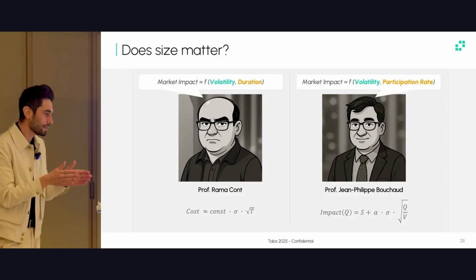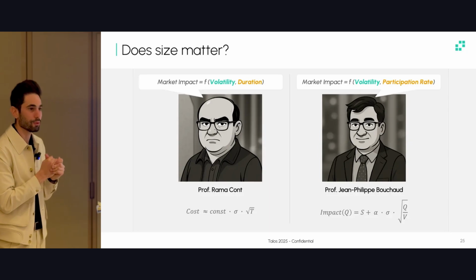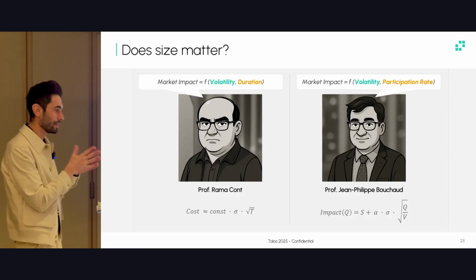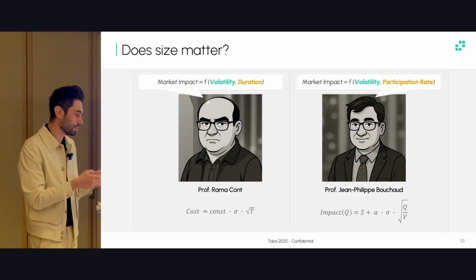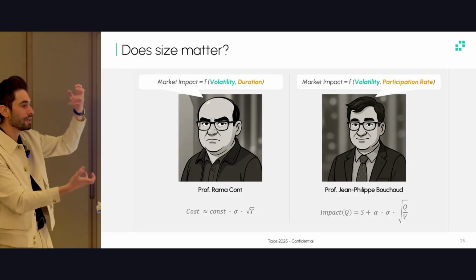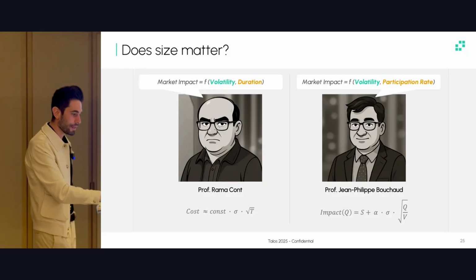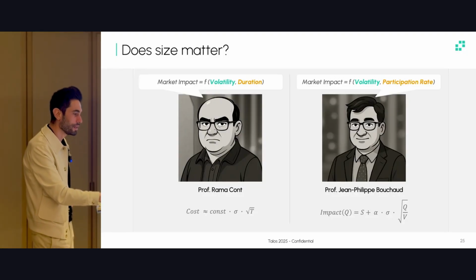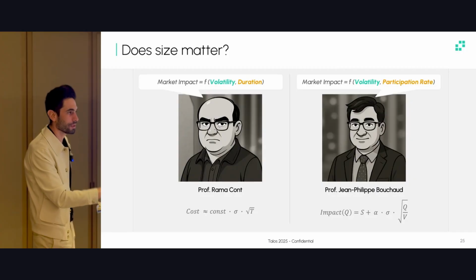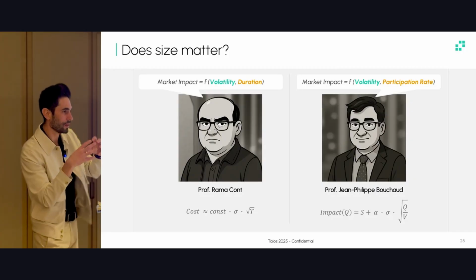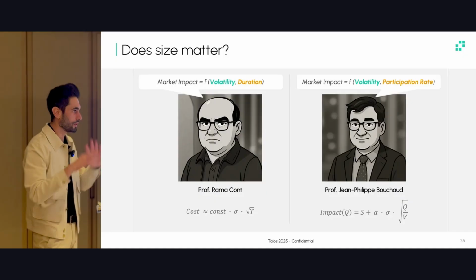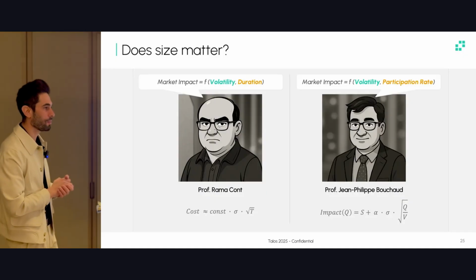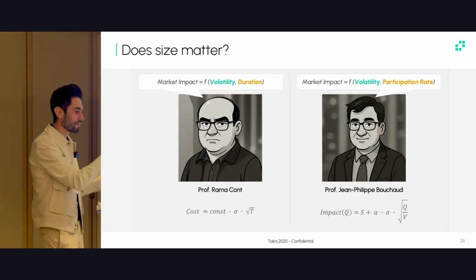On the right-hand side, Professor Bouchaud is taking into account both volatility and participation rate. Of course, participation rate is nothing but the quantity you're going to trade divided by the expectation of volume. And you can see on the right-hand side there is a square root type shape. That square root of volatility and participation rate joined together has been proved in so many different academic papers, and for limit order books it makes intuitive sense.